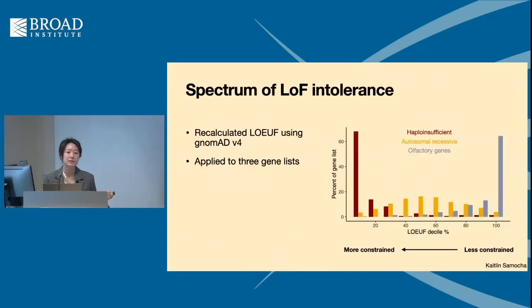So we recalculated the LOEUF score on gnomAD before and applied it to 3 gene lists. This is again, right to left is moving less to more constrained. This is the LOEUF decile on the x-axis and the percentage of the gene list on the y-axis. You can see that for the most constrained LOEUF deciles, they're enriched for haploinsufficient genes. The least constrained LOEUF deciles are enriched for olfactory genes, and autosomal recessive genes kind of span this middle section. This is what you would expect given the function of each of these gene lists, and this is the pattern that we saw in gnomAD v2 as well.